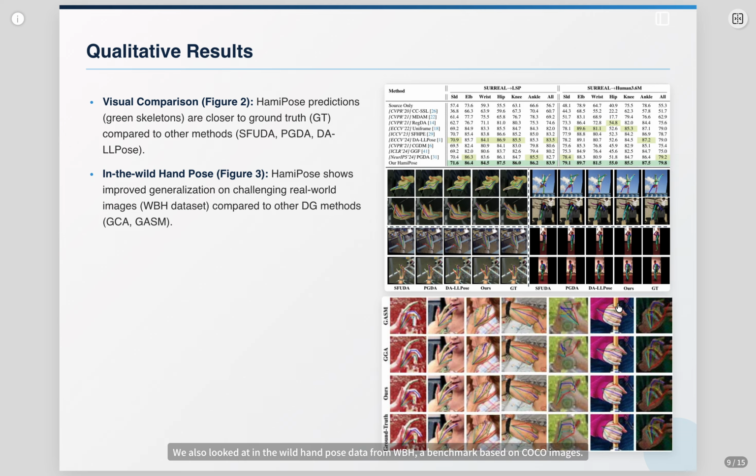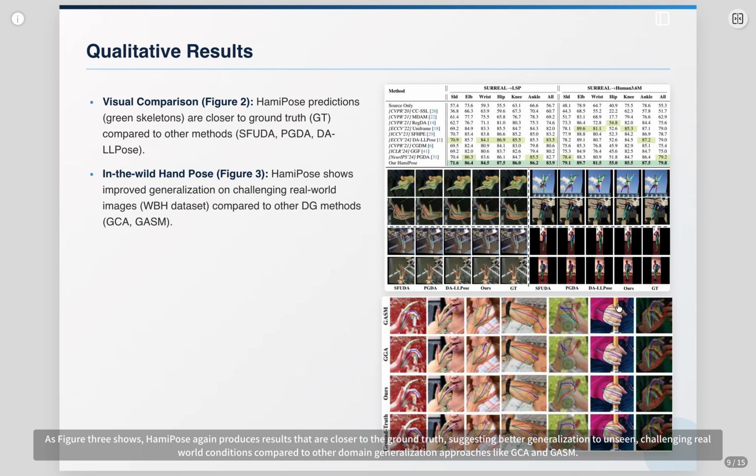We also looked at in-the-wild hand pose data from WBH, a benchmark based on COCO images. As Figure 3 shows, HamiPose again produces results that are closer to the ground truth, suggesting better generalization to unseen, challenging real-world conditions compared to other domain generalization approaches like GCA and GASMUM.